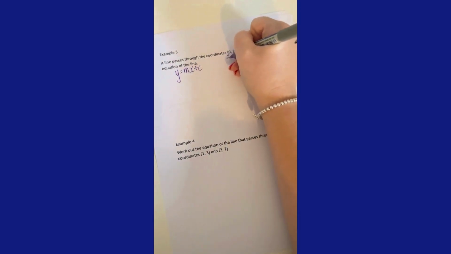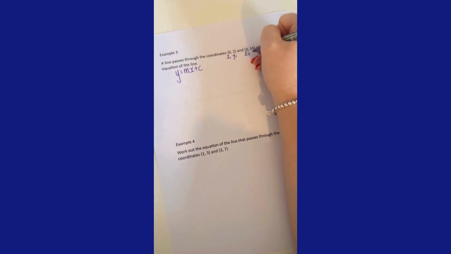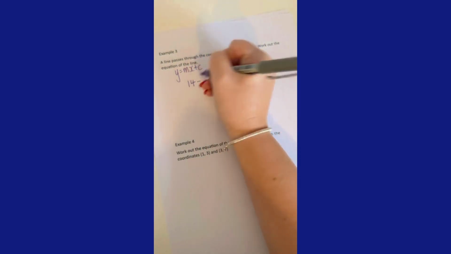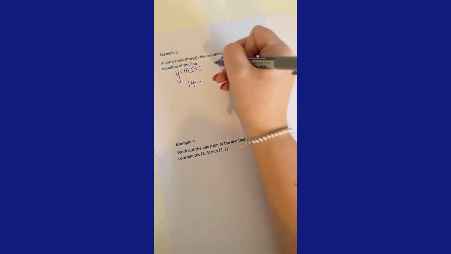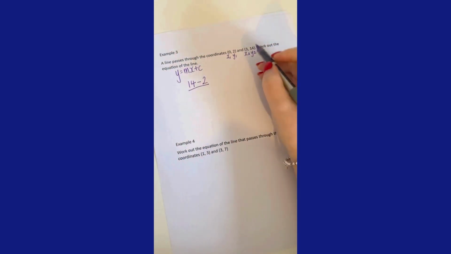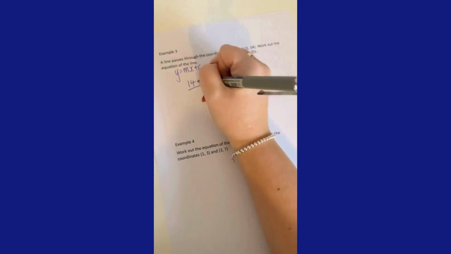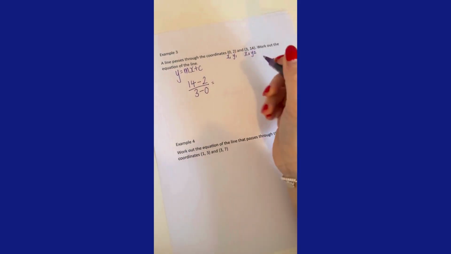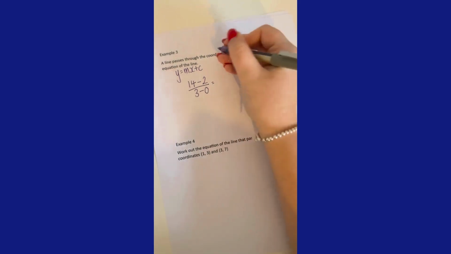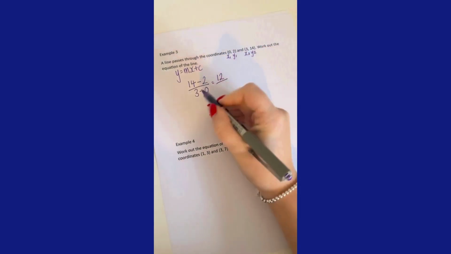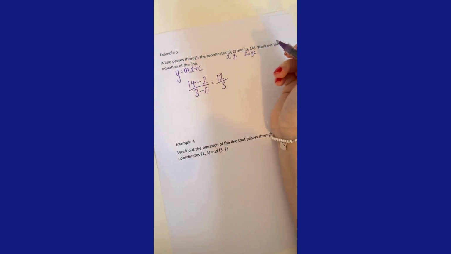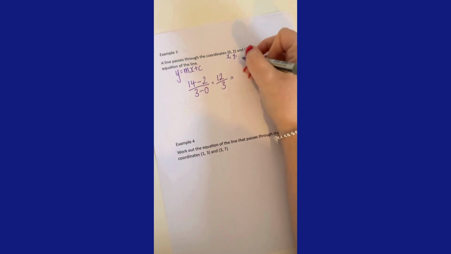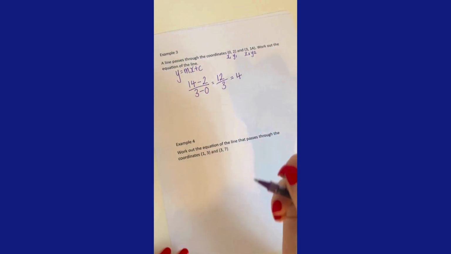So we're going to label these x1, y1, x2, y2. And then to calculate our gradient, we do y2 minus y1, our y2 value, 14, minus our y1 value, which is 2, over x2 minus x1, and our x2 value here is 3, minus our x1 value, which is 0. Calculate our gradient: 14 subtract 2 gets me 12, and 3 subtract 0 gets me 3. Then I can do that division, so 12 divided by 3 gets me 4. I then have a gradient of 4.